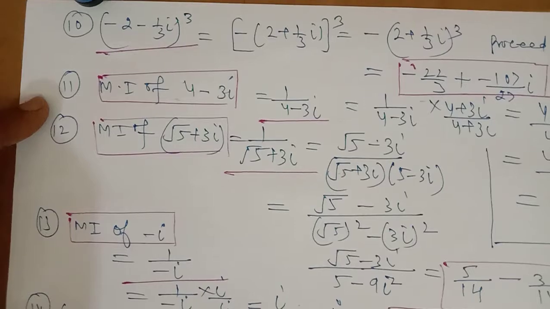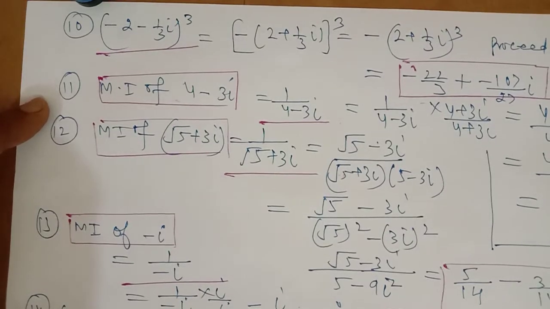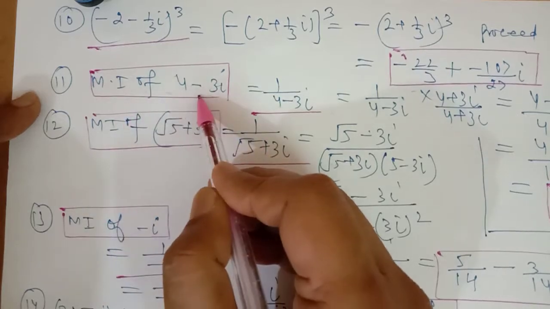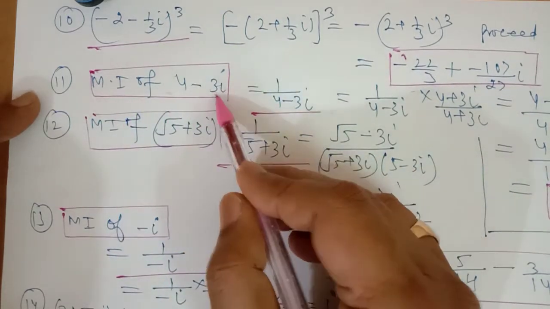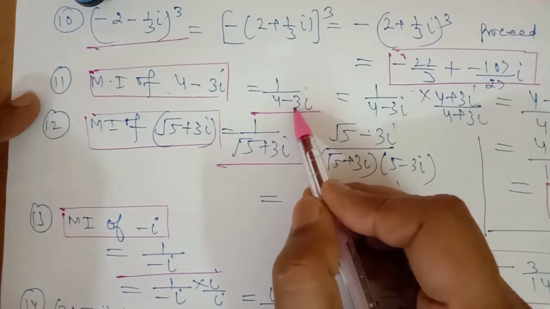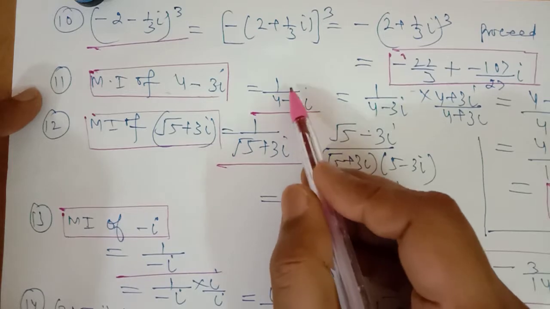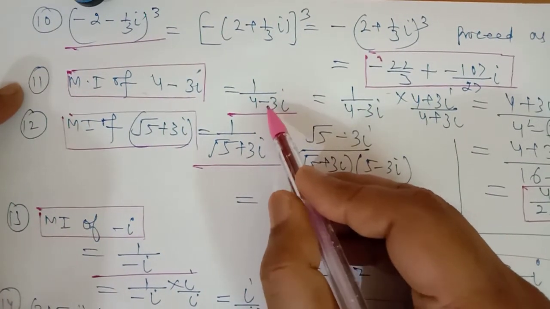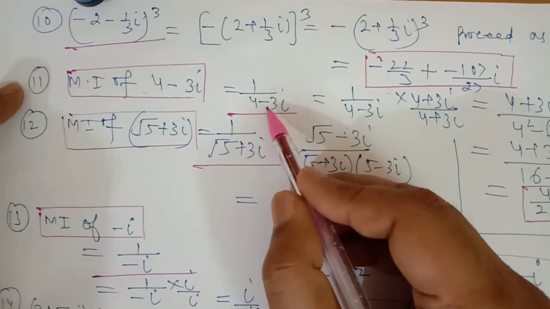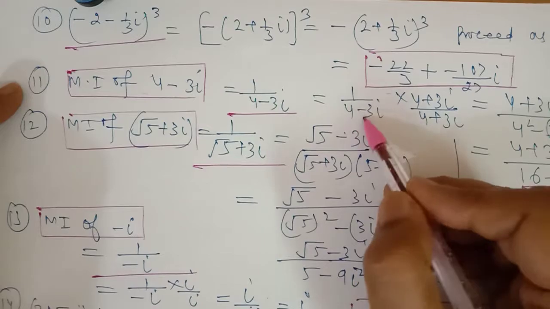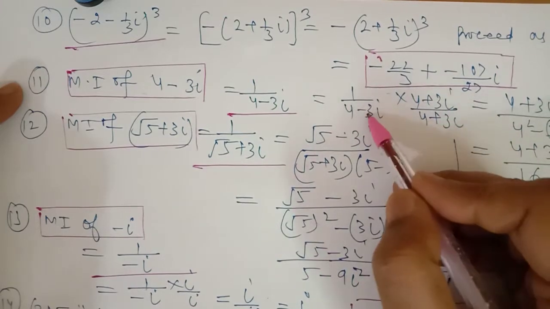Now in question number 11 and 12, you have to find the multiplicative inverse of this complex number. You know the multiplicative inverse is the reciprocal of this, and you have to convert this complex number into real numbers. How can you do it? You multiply numerator and denominator by the conjugate of this complex number. The conjugate is found by changing the sign of the imaginary part. So you multiply and divide by 4 plus 3i, changing the sign of the imaginary part.